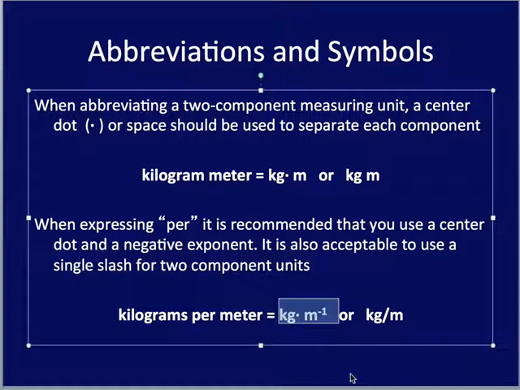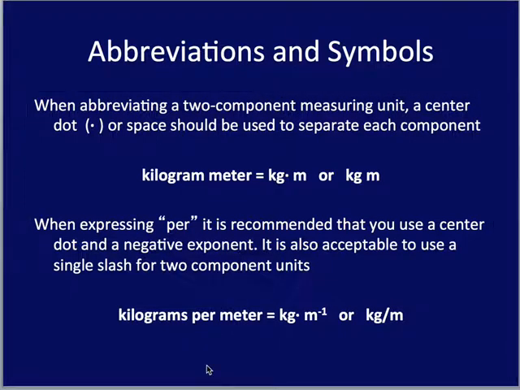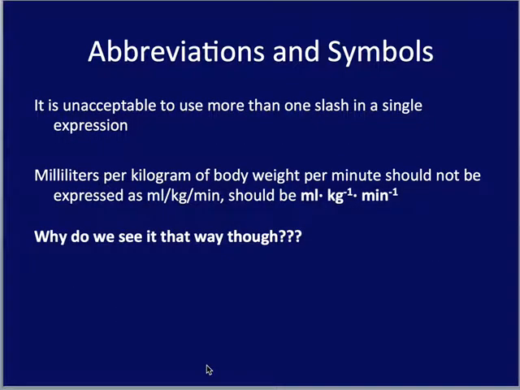Okay, it's not a multiplication. Well, it is actually a multiplication. The minus one exponent is 1 over that unit. So that's where that's coming from. So when we use a per, it's recommended that we use a center dot and then a negative exponent instead of just simply using a slash. All right. It is unacceptable for the most part to use more than one slash in a single expression.